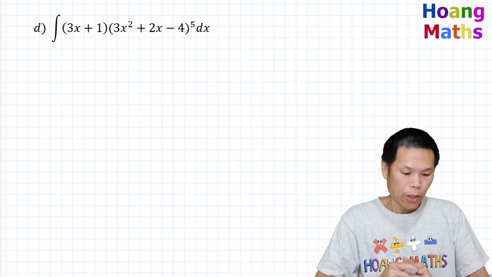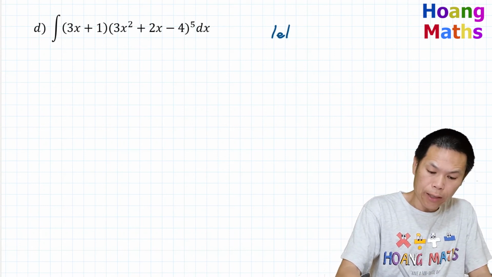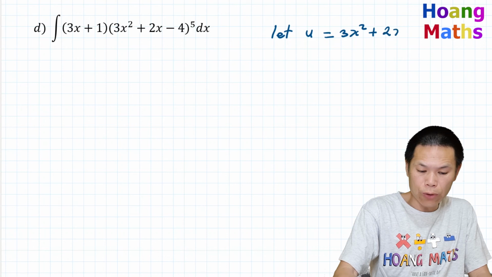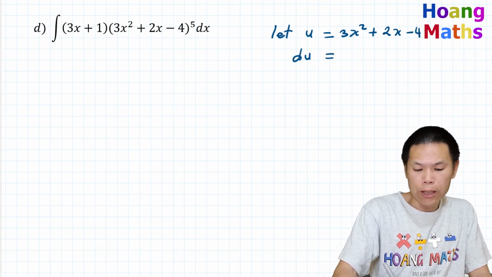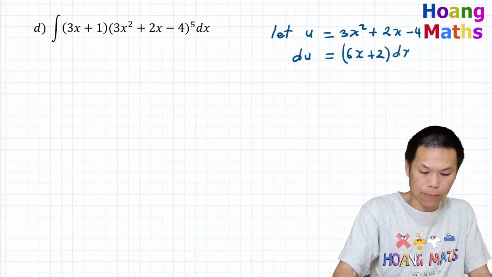Last one. So again, we let u be equal to 3x squared plus 2x minus 4. We differentiate that. du equals 6x plus 2 with brackets, dx.